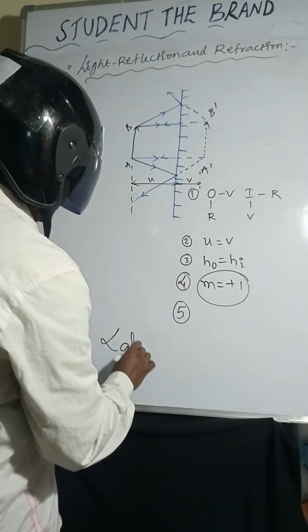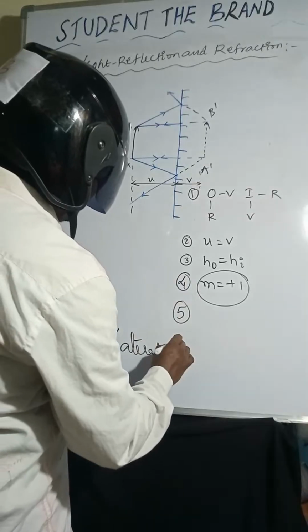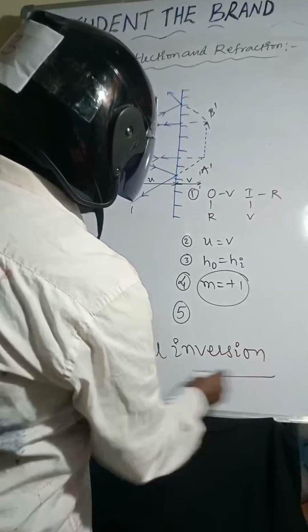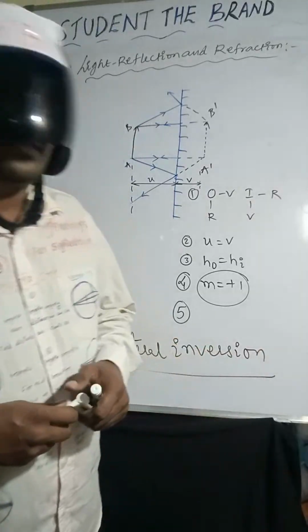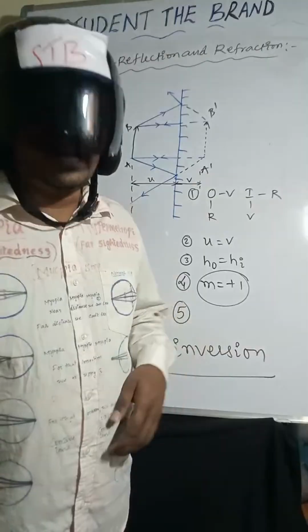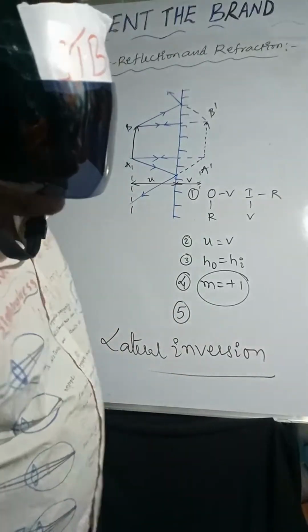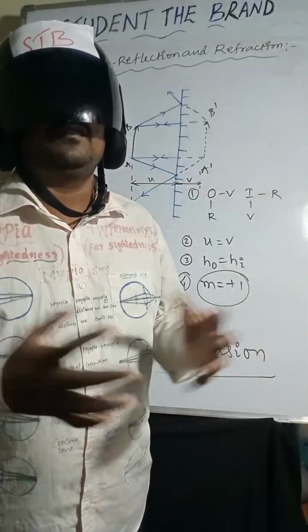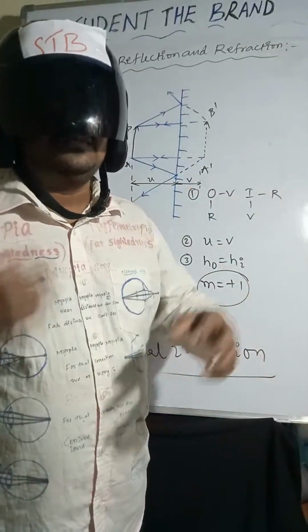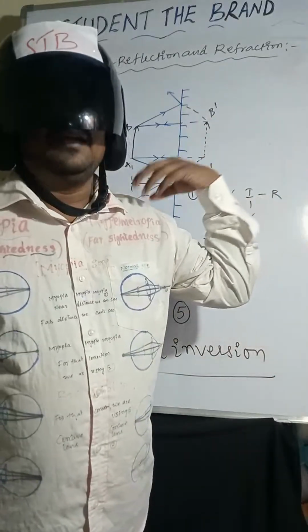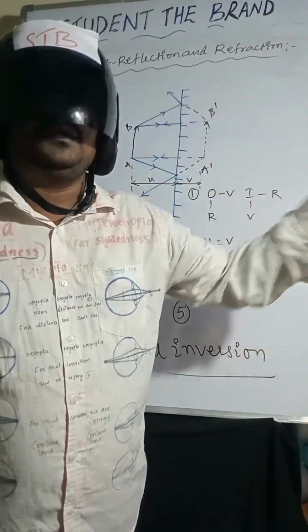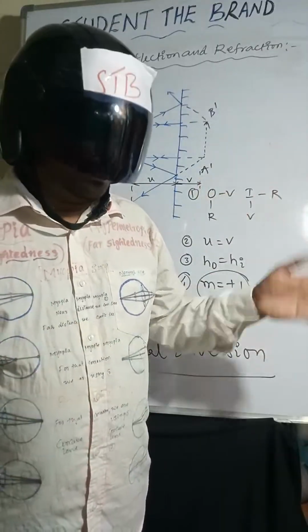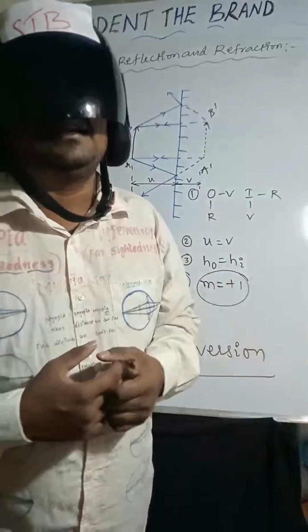What is lateral inversion? Lateral inversion is nothing but the phenomenon where the right side of the object appears to be the left side of the image, and the left side of the object appears to be the right side of the image. So this mirror image conversion is called lateral inversion.